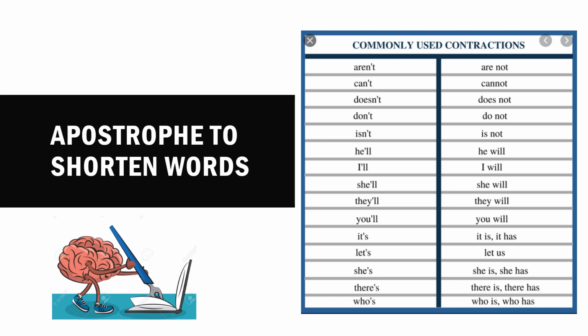We have used the apostrophe to change a word to a possessive noun. An apostrophe can also be used to shorten words. How do we do it? You must have seen words like aren't, can't, doesn't, don't, isn't, he'll, etc. What are these words? These words are contractions or short forms of the bigger words. So, instead of writing are not, we write aren't. Instead of cannot, we write can't. Does not, doesn't. Do not, don't. Is not, isn't. He will, he'll. That is how we use an apostrophe to contract bigger words.